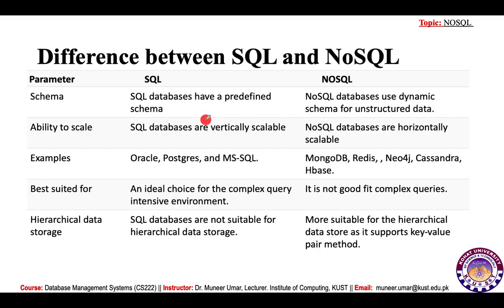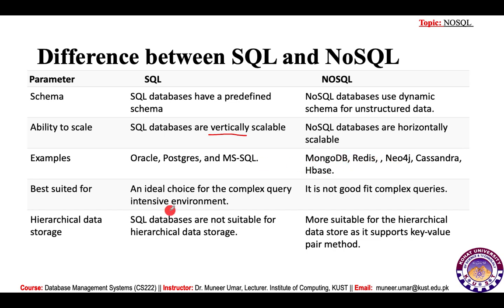SQL databases have a predefined schema, while NoSQL has a dynamic schema for unstructured data. For scaling, vertical scaling is better for SQL databases, while in NoSQL, horizontal scaling is better or more feasible. For examples, we have Oracle, Postgres, and MS SQL. For NoSQL, we have MongoDB, Redis, Firebase. There are lots of NoSQL databases.